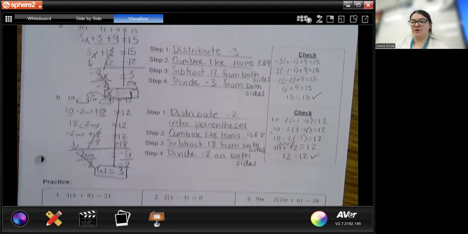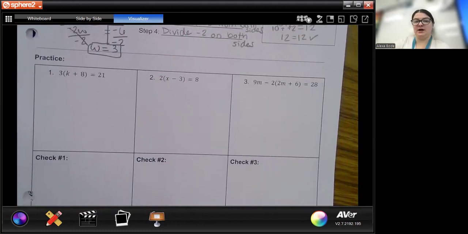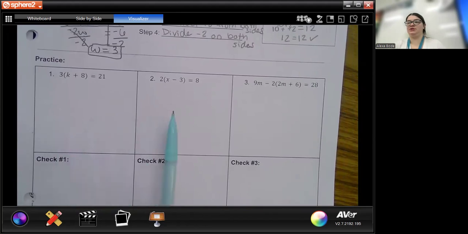Okay, so go ahead and work on 1, 2, and 3. Make sure you show your work and check your answers.